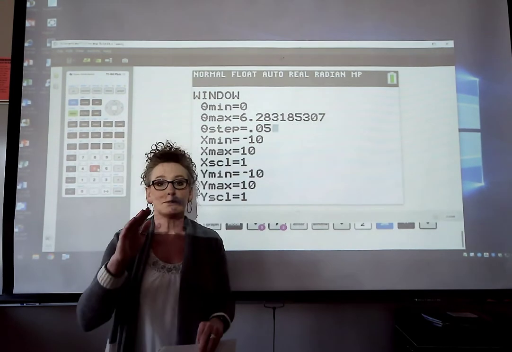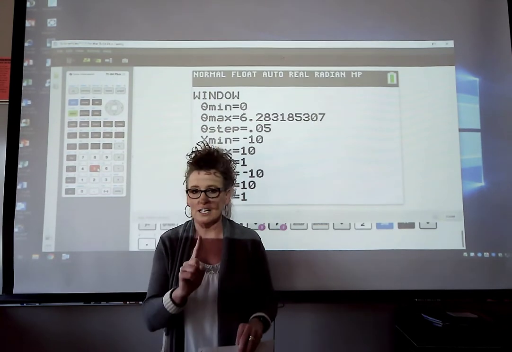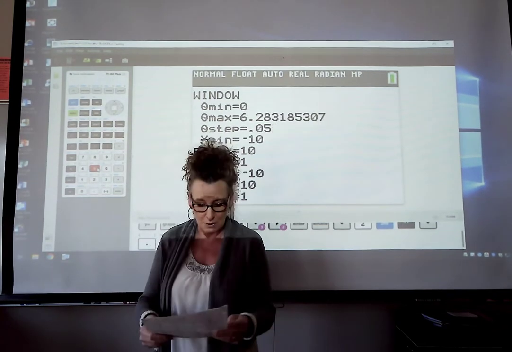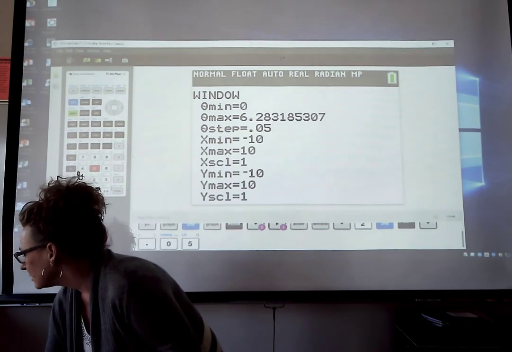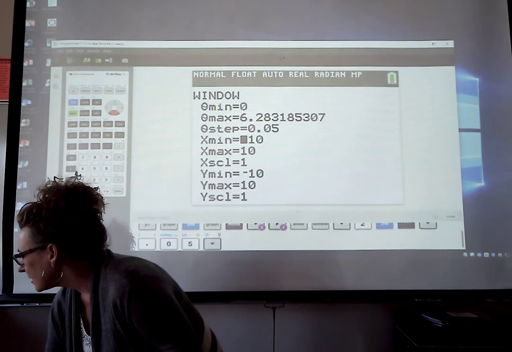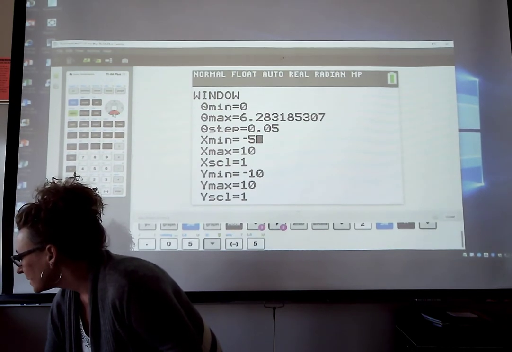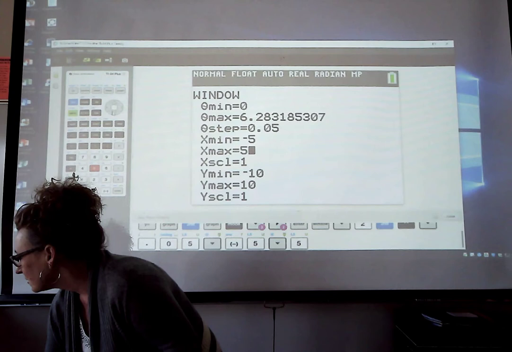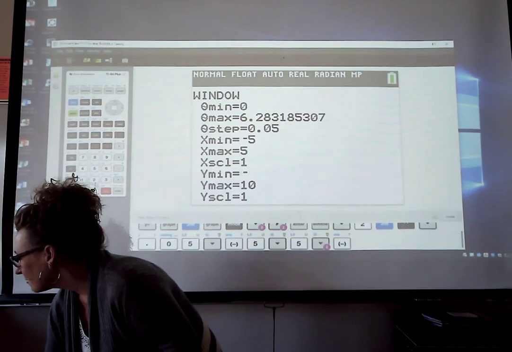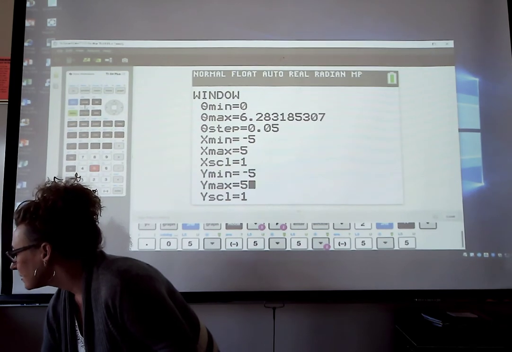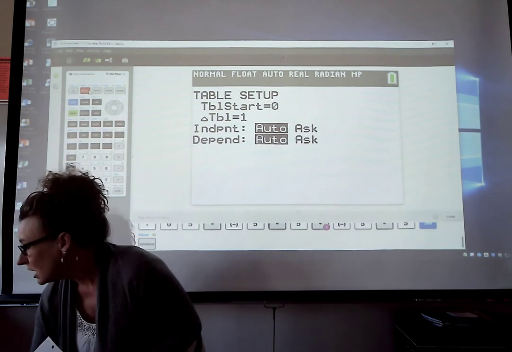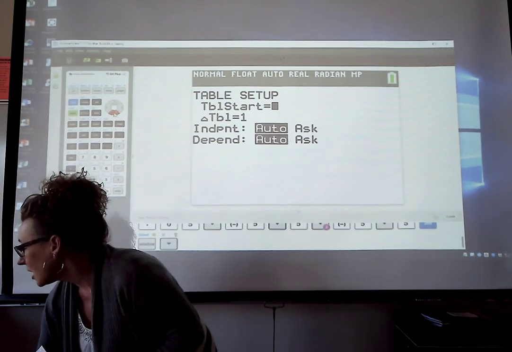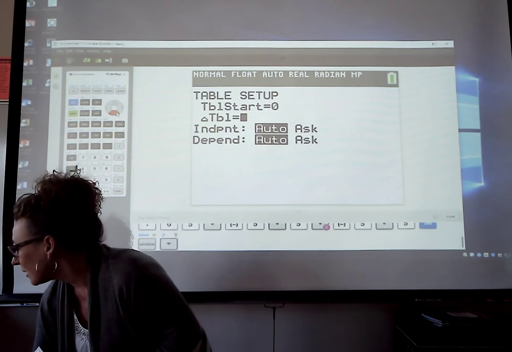Remember, that just slows down our drawing because there are some things that I want you to pay attention to while it's going. And then I'm going to, let's see, I don't need that to be that big. I can go -5 and +5 and -5 and +5. Now, I'm going to set up my table. I'm going to have it start at 0. I'm going to go down. I want to count by pi over 12.